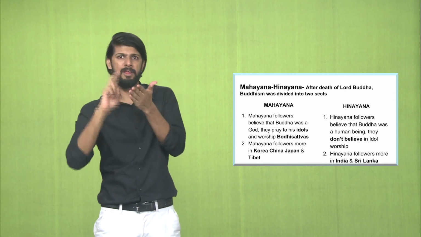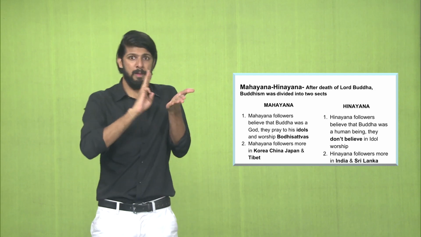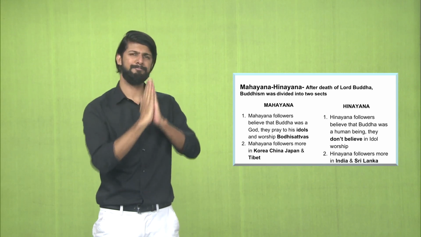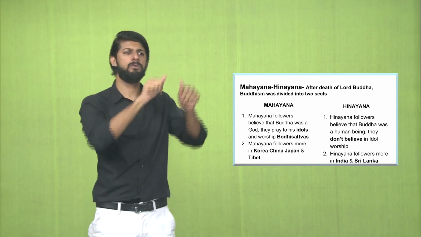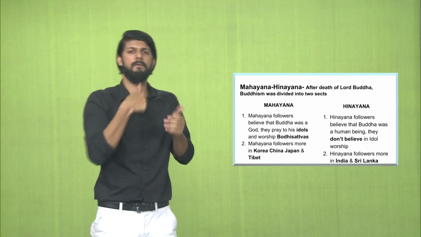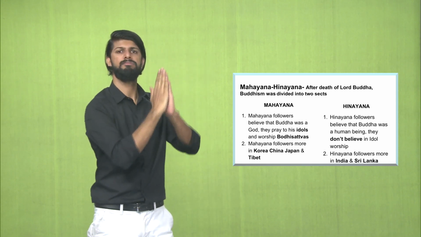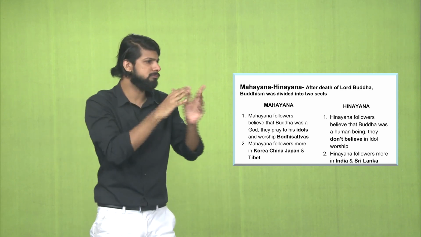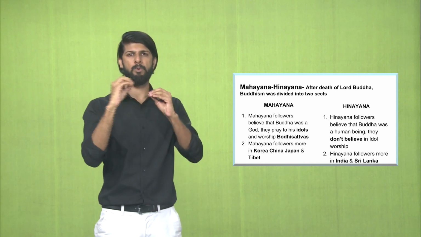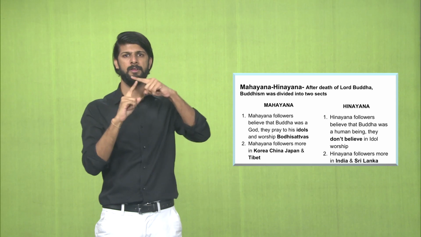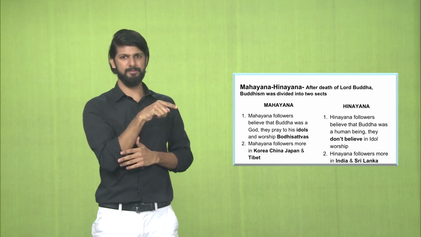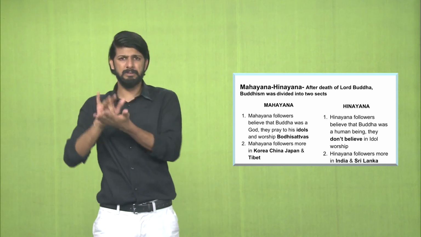Mahayana and Hinayana. Let us understand that after the death of Lord Buddha, the believers were divided into two sects. The Mahayana believed that Lord Buddha was a god, and they prayed to his idols and worship bodhisattvas. Bodhisattvas were enlightened beings, and Mahayanas also prayed to them.